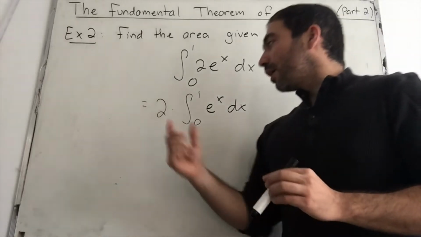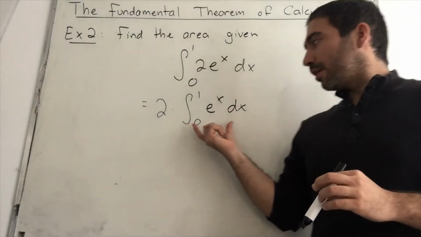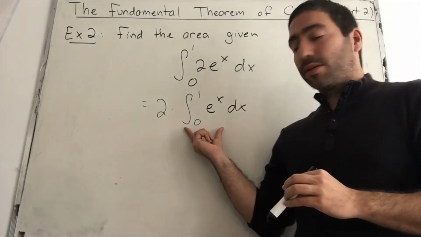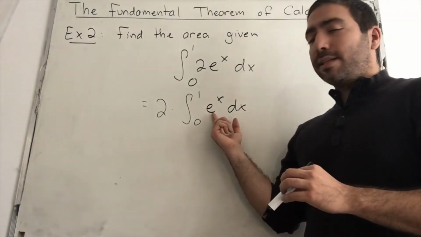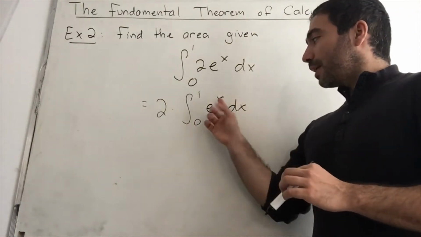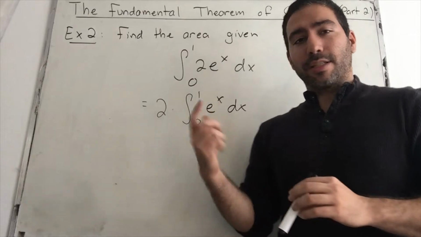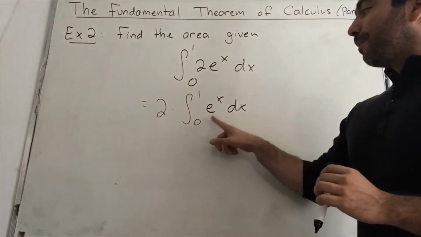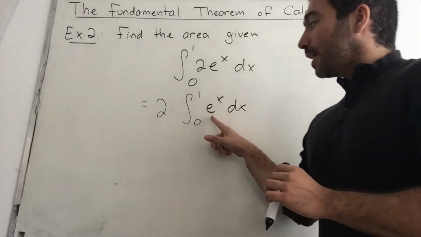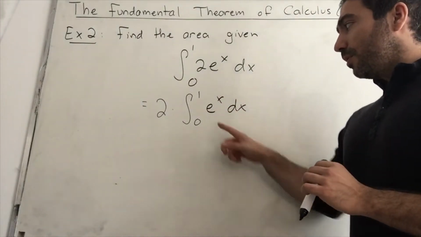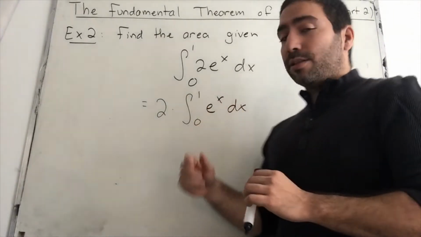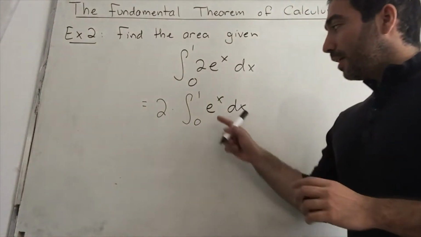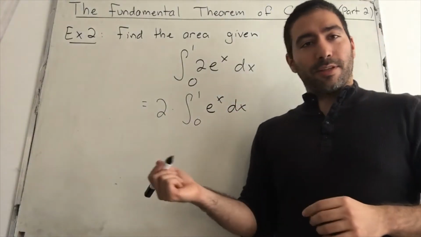Okay. And now we're ready to integrate using the fundamental theorem of calculus part 2. So what's the antiderivative of e to the x? Well, before we ask that, we have to ask ourselves, is this function e to the x continuous? This is an exponential function, so yes, we have continuity. So since continuity is satisfied, we can now apply FTC part 2, and we ask ourselves, what's the antiderivative of e to the x? The antiderivative of e to the x is simply e to the x.